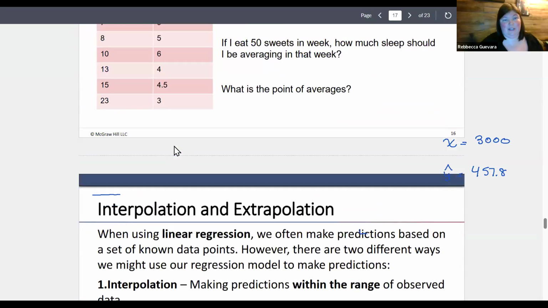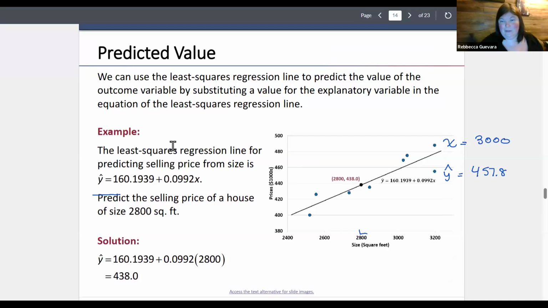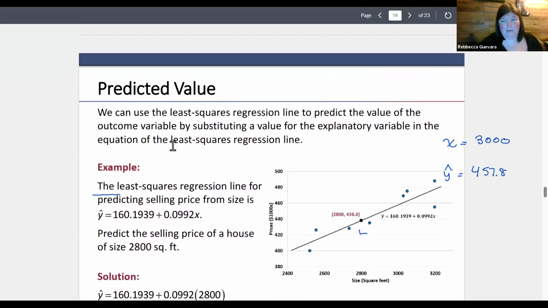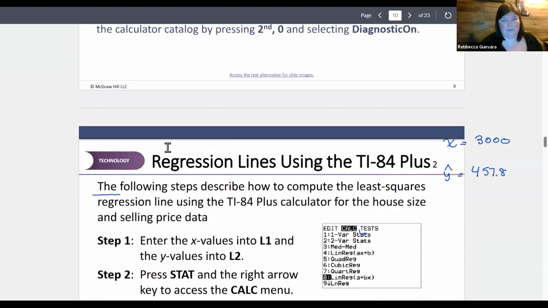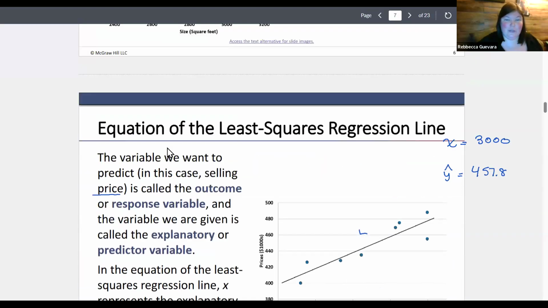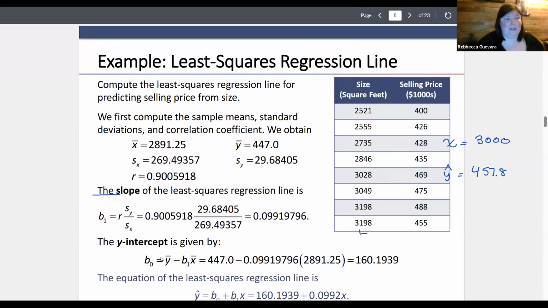Let me go back and find that data here. Scroll all the way to the top. Oh, no, wait, I think that was my data set here. Yeah. And that looks pretty reasonable, because a house that is just slightly bigger, that's what its cost is. So it seems pretty close.